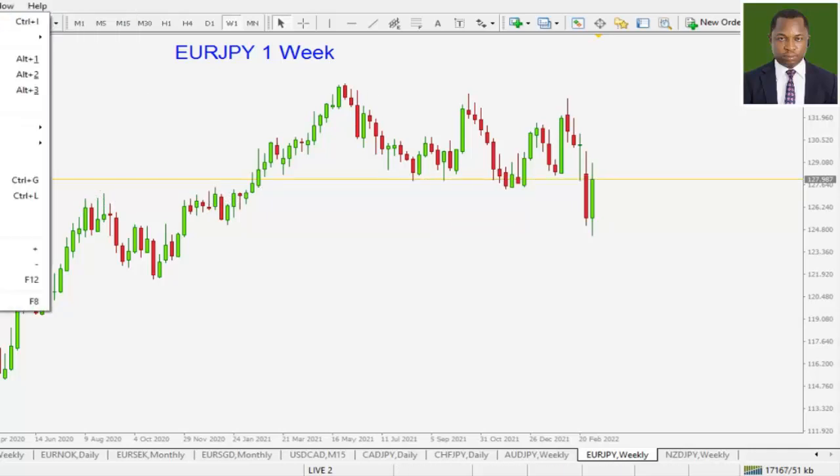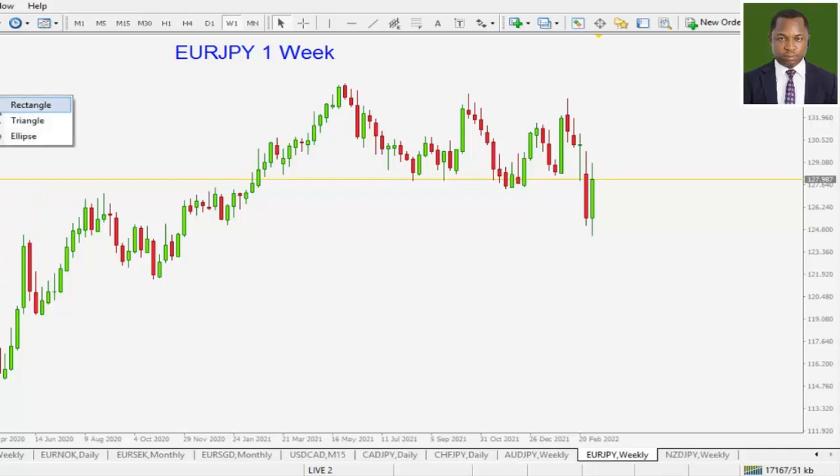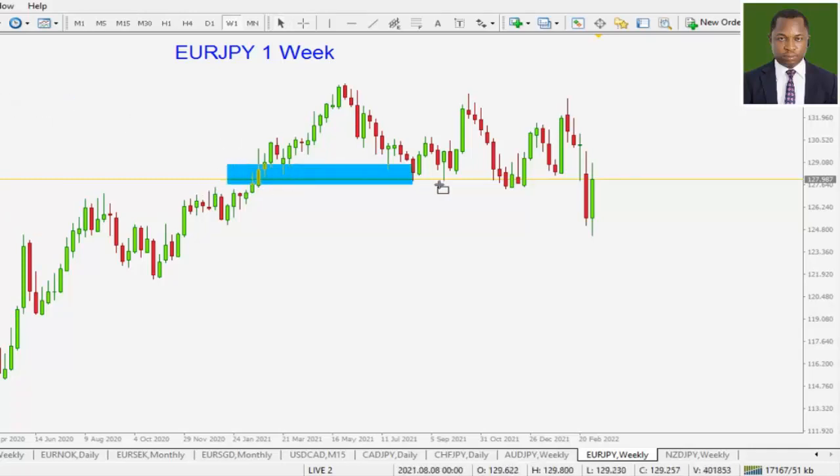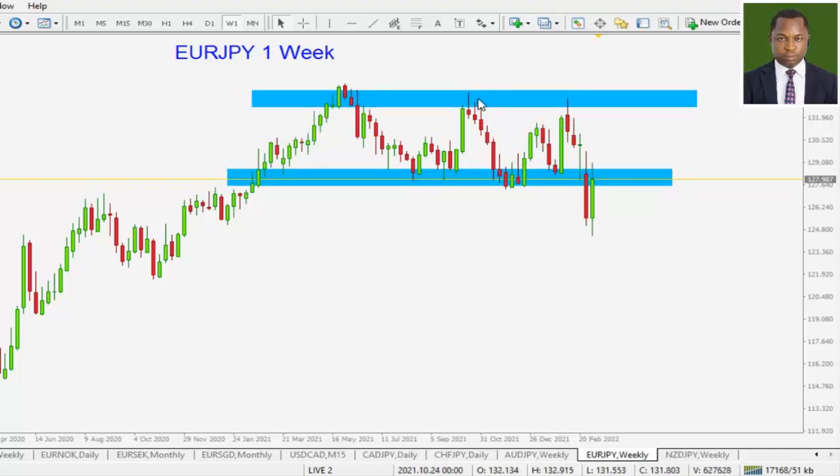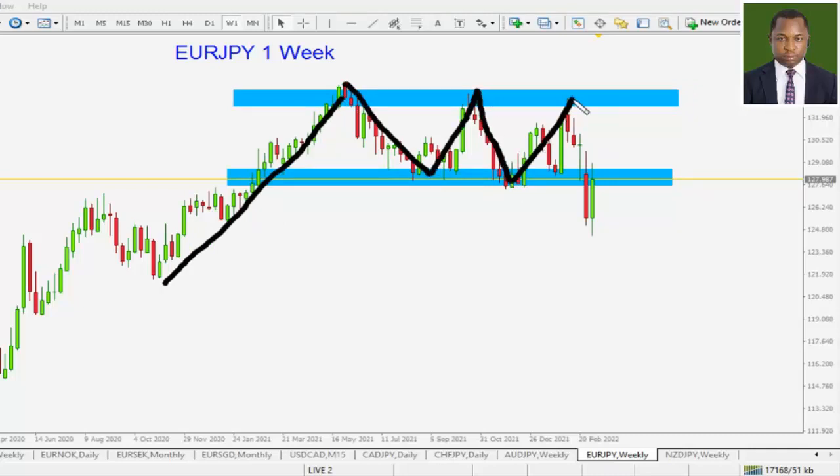Let me insert a shape right here. It's an area. Let's just keep that shape. You can see how price, maybe I should keep another one to the upside. So it's more of a range. A range, then price broke to the downside. Now we have seen a pullback.